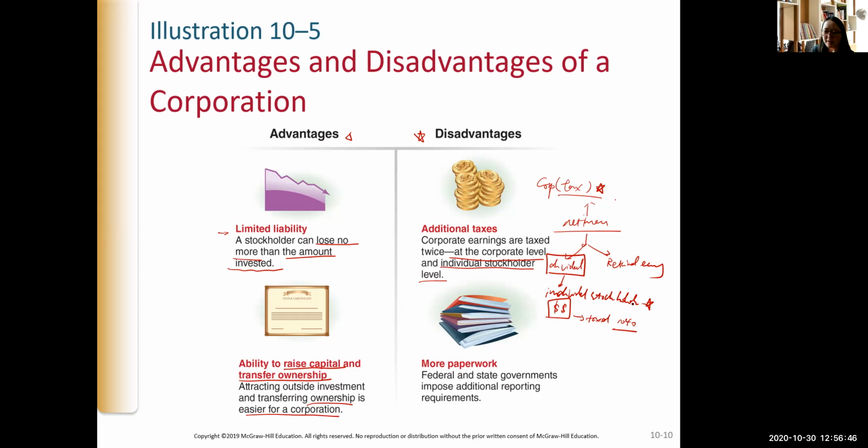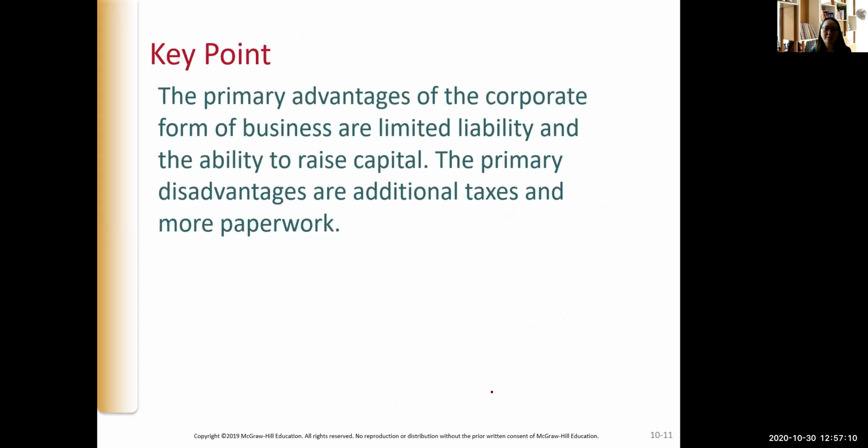Okay. And besides the double tax, it also has to endure a lot of paperwork because of regulation, right? If you're a public firm, you are overseen by the SEC, and federal and state governments impose a lot of reporting requirements for you to inform outsiders. So you have a lot of costs in terms of paperwork. Okay, so the key point I want you to take away from here is the primary advantage of a corporation is limited liability and the ability to raise capital. And the primary disadvantage is they need to pay additional tax and handle more paperwork.